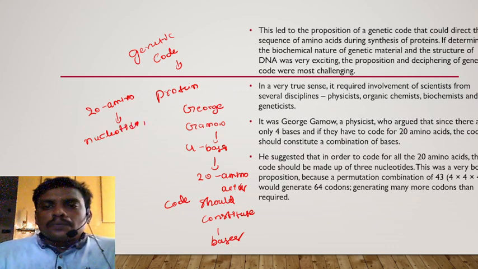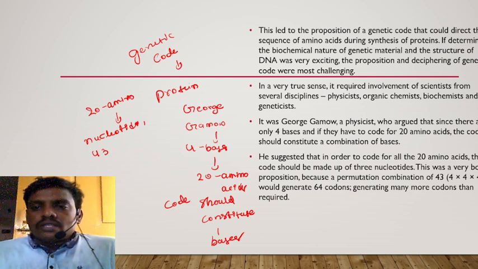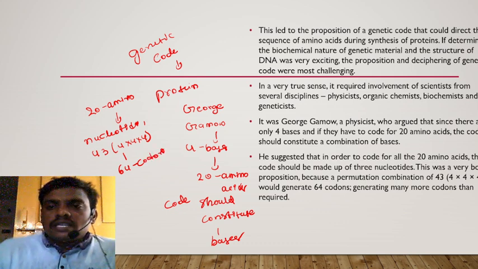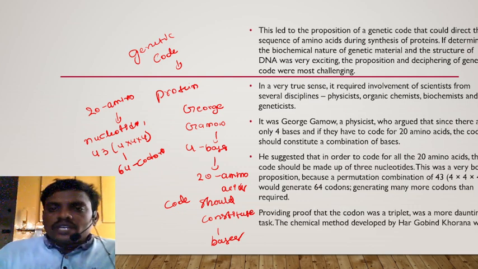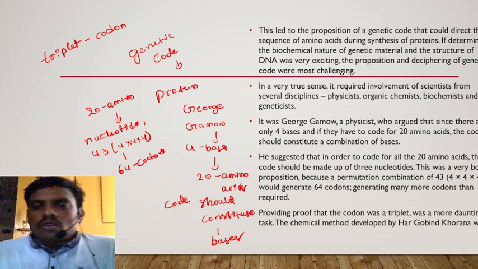This was a very bold proposition: because of the combination of 4 cubed, 4 into 4 into 4 would generate 64 codons. This generates many more codons than the required amount. Now, providing proof that the codon was a triplet was a more daunting task.